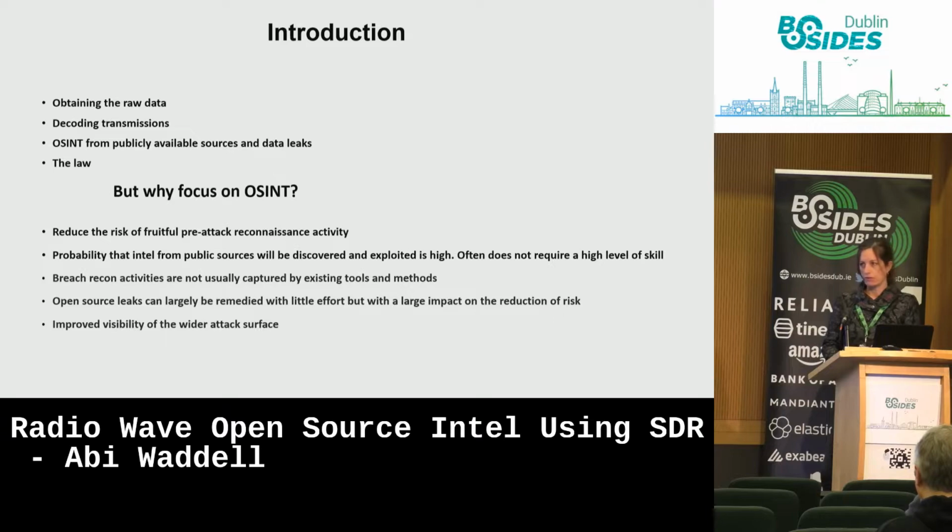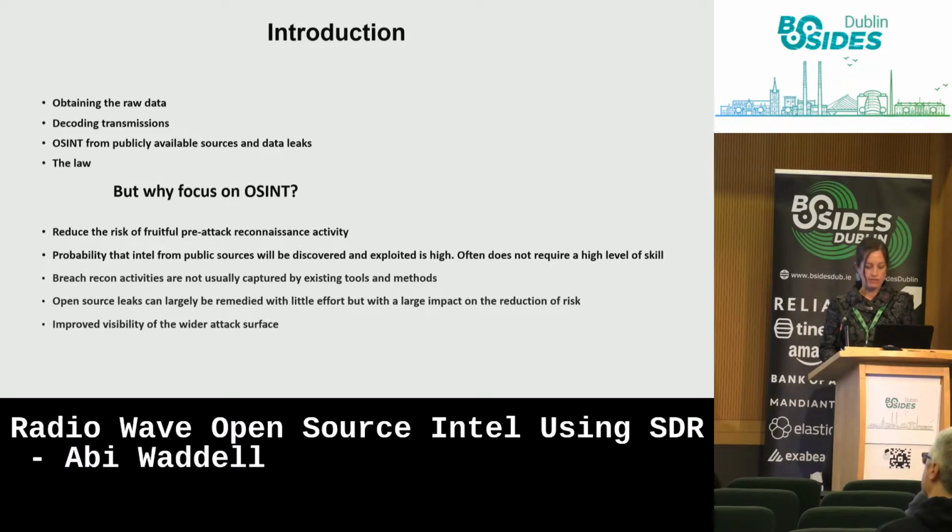But why should we focus on open source intel? The main reasons are to reduce the risk of fruitful pre-attack recon activity. And by fruitful, I mean that such activity leads to a breach. The probability that intel from public sources will be discovered and exploited is high, especially as this does not usually require a high level of skill. Leaks that are accessible to the wider public have a high potential of causing reputational damage.